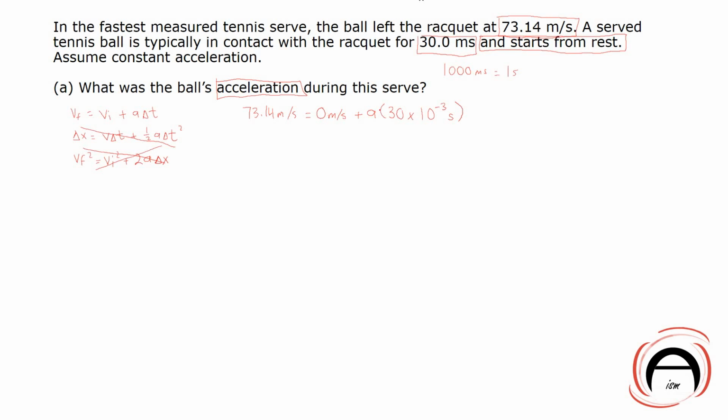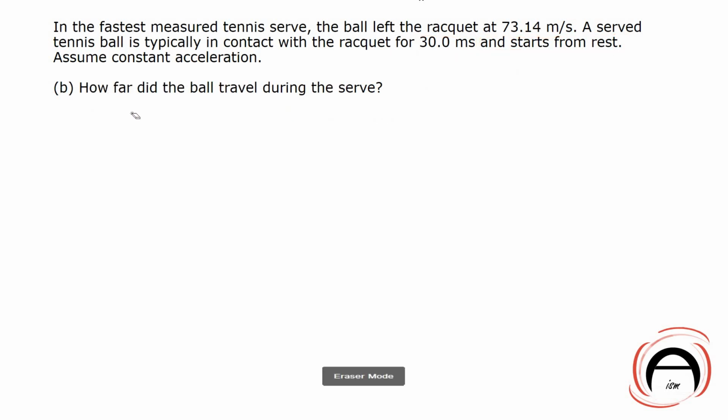If you divide both sides by 30 times 10 to the negative third, you're going to find that your acceleration is equal to 2,438 meters per second squared, which is a huge number. The ball accelerated from 0 to 73.14 meters per second in only 30 milliseconds, which I think is pretty impressive. So on to part B.